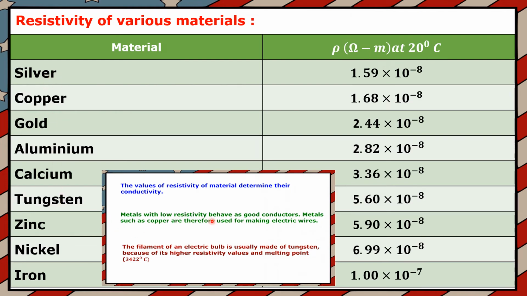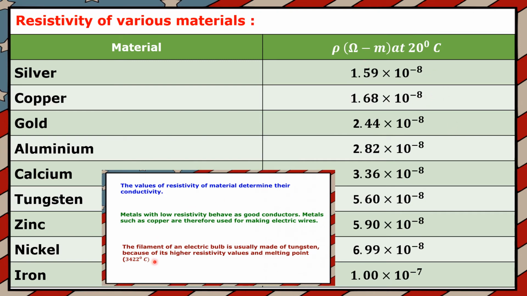Metals with low resistivity behave as good conductors, and metals such as copper are therefore used for making electric wires. You can see here the resistivity of copper is very less. Of course it is somewhat more than silver, but we do not use silver for making electric wires because it is costlier. For that reason we use copper for making electric wires, isn't it? Because it has less resistivity value, that is 1.68 into 10 to the power of minus 8 ohm meter.